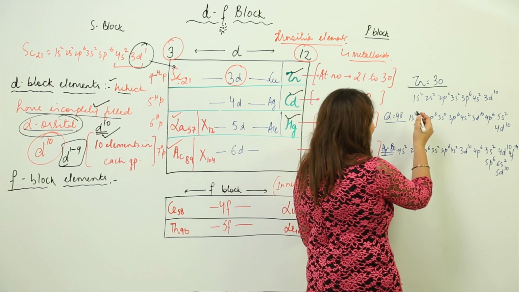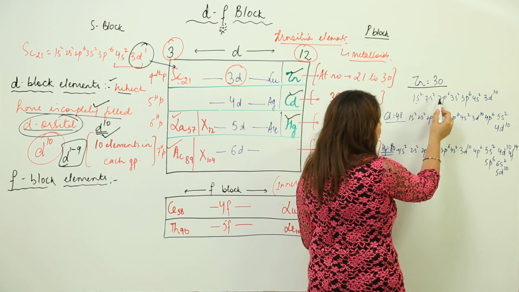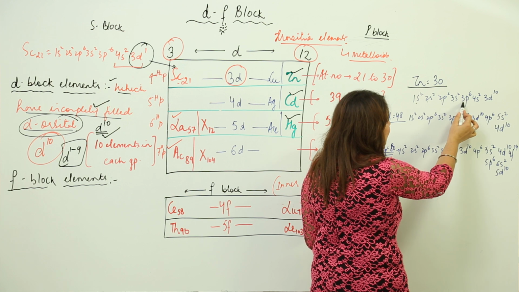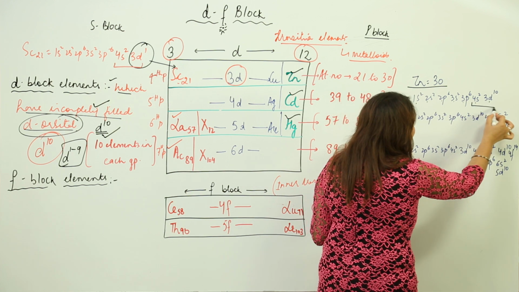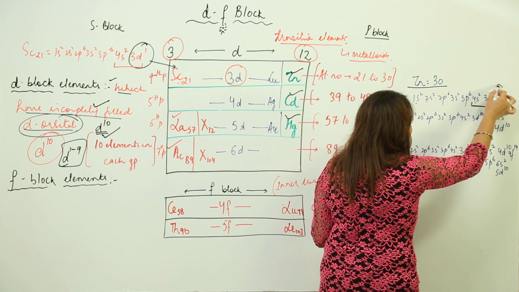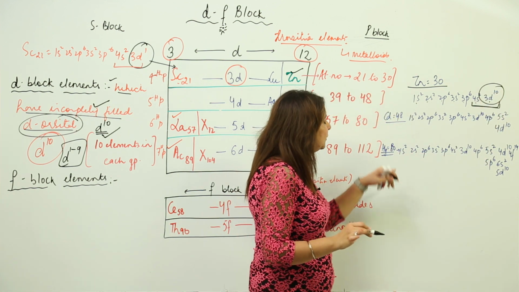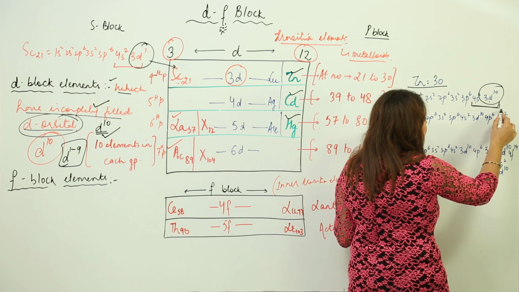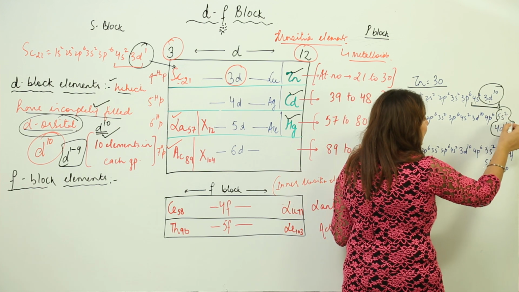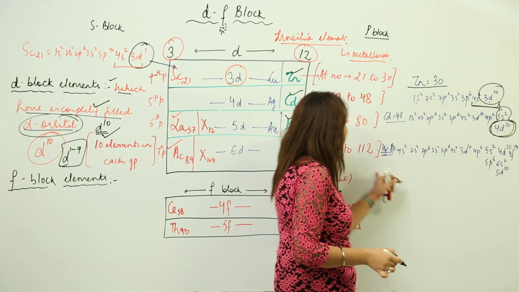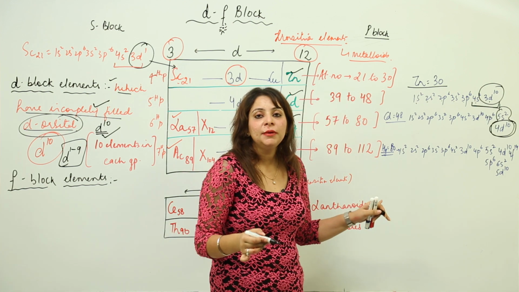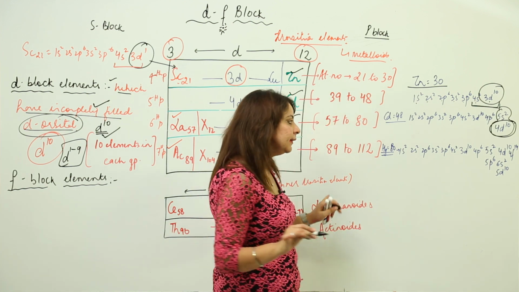You know how to write the configuration. So 1s2, 2s2, 2p6, 3s2, 3p6, 4s2, 3d10. So that means here the last 3d orbital is completely filled. That means it possesses 10 electrons. Similarly, for cadmium, it is 5s2, 4d10, again the 4d orbital, because it is a member of the second period, so that means the 4d orbital is completely filled.